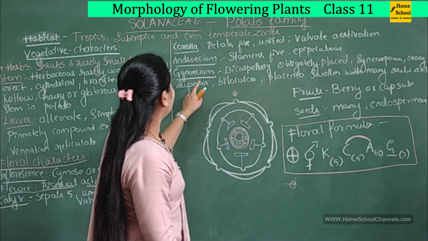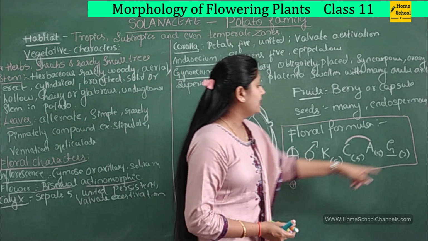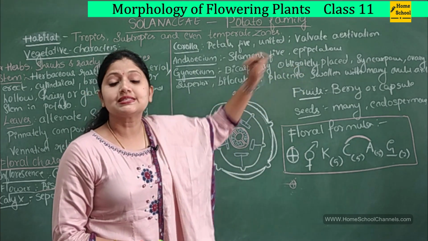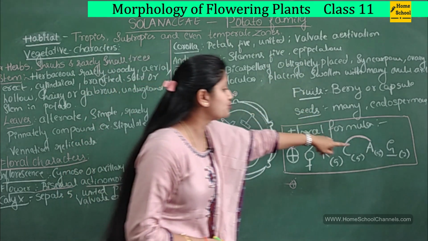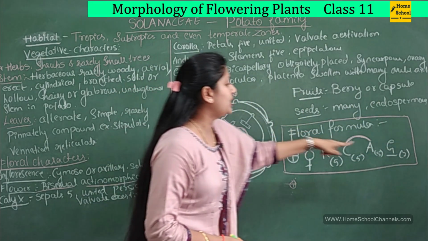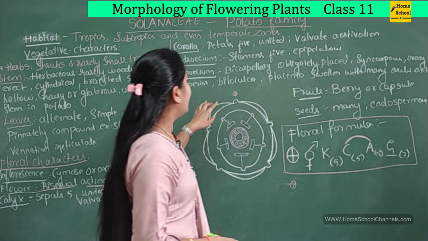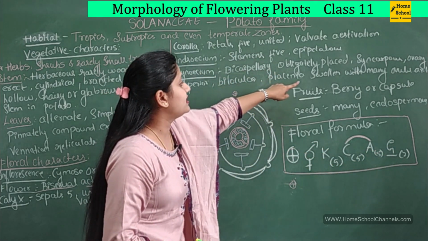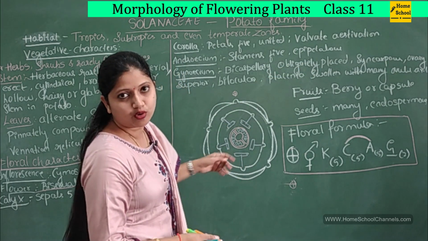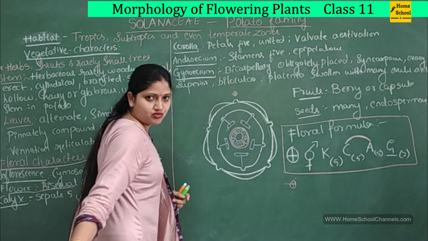Then the gynoecium. Gynoecium is bicarpellary, and they are syncarpous. Syncarpous means they are fused. Hence, we have written it in the bracket. And the ovary is superior. So the gynoecium is above and all the other parts are below here. And they are bilocular. Placenta is swollen with many ovules, that we will show in the floral diagram now. So actinomorphic, bisexual is fine.